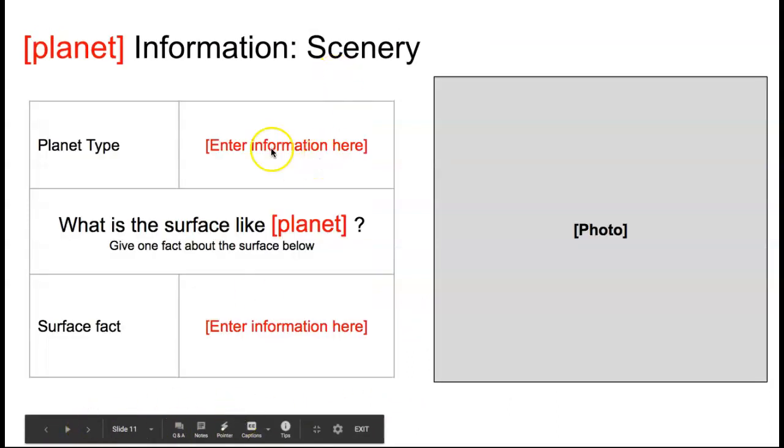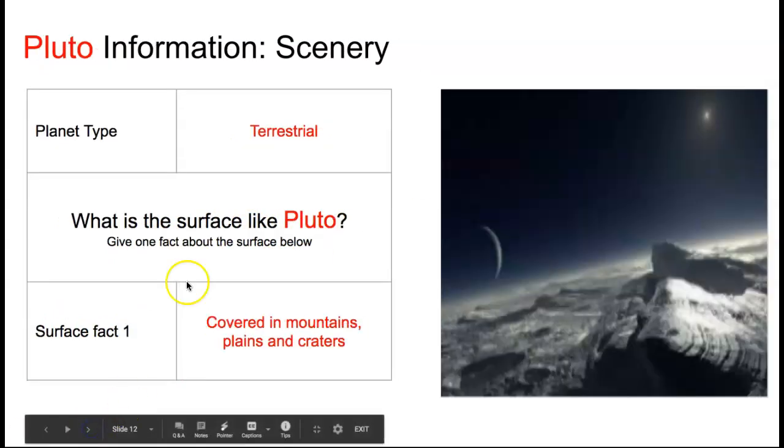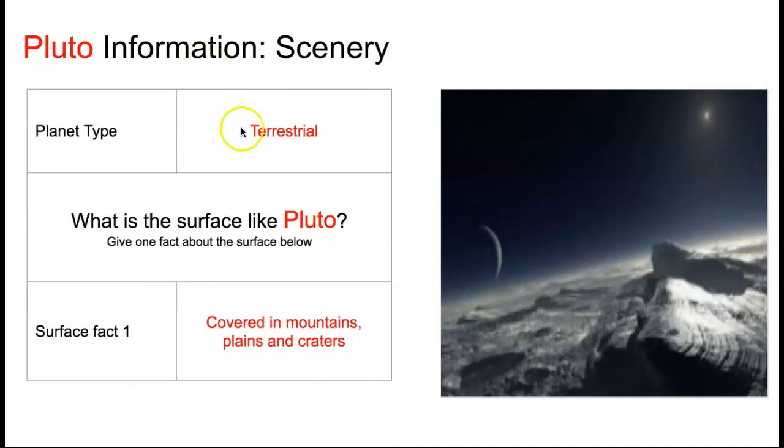Planet information, scenery. What type of planet is it? What is the surface of the planet like? Put your planet name there, one fact about the surface, and a picture. So for Pluto, one fact is it's covered with mountains, plains, and craters. Here's a little picture. Terrestrial is the type of planet.